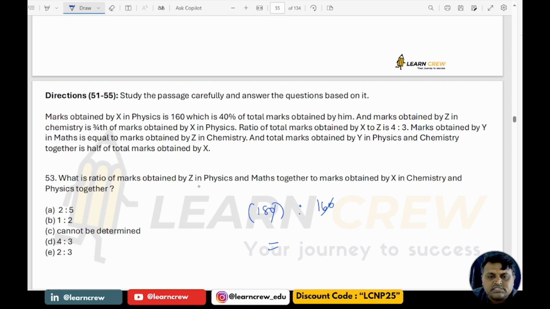What is the ratio of marks obtained by Z in physics and maths? Z in physics and maths together is 180, correct? And X in chemistry and physics you can't do. Sorry. Individual marks in chemistry is not known. Chemistry and maths is 240. Only physics is 160. So the answer cannot be determined.